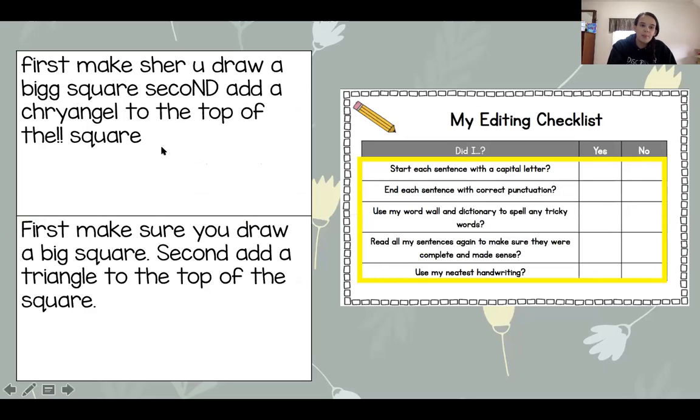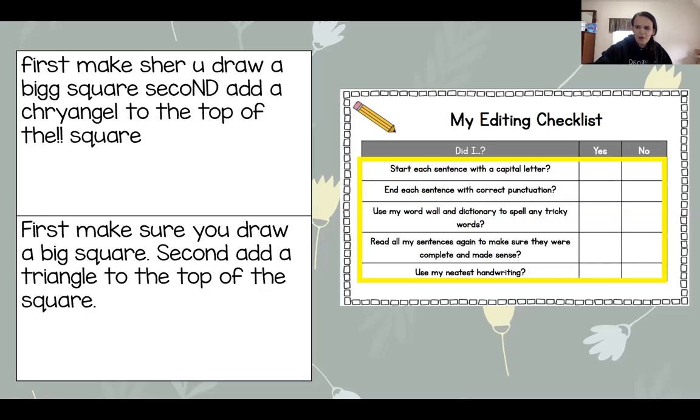So this top one up here says, first, make sure you draw a big square. Second, add a triangle to the top of the square. Was that well written? Think about it. The second one says, first, make sure you draw a big square. Second, add a triangle to the top of the square.